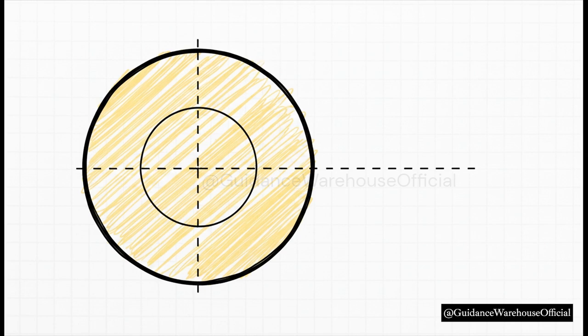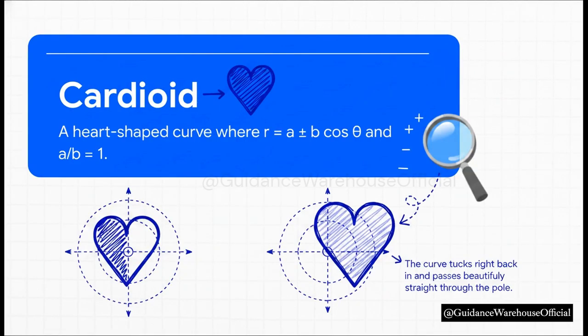So if a is 4, your circle will have a diameter of 4, stretching precisely that many units away from the pole. Make sense? But what happens if we tweak that formula just a little bit by adding a second constant? We get a cardioid. As the name kind of suggests, this is a heart-shaped curve. The formula becomes r equals a plus or minus b cosine theta.